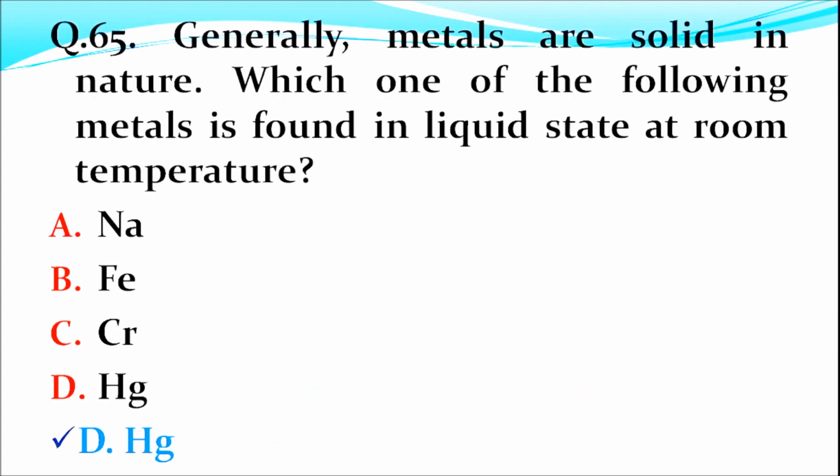Generally, metals are solid in nature. Which one of the following metal is found in liquid state at room temperature? Option A sodium, option B iron, option C chromium, option D mercury. Mercury. Correct answer is option D. Mercury is found in liquid state at room temperature.